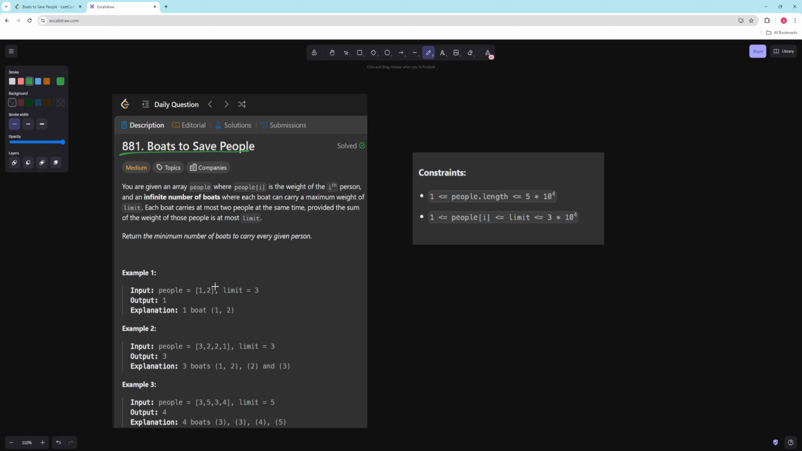So in this first one you have 2 people, you can just put them both on one boat because they're going to have a weight of 3. In the second one, you can do something like this is 1, this is 2, and this is 3, so 3 boats. And in the third one, you can't put 2 people on a boat because 2 of them together are bigger than the limit.